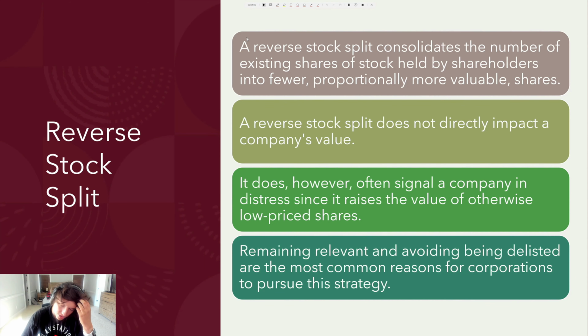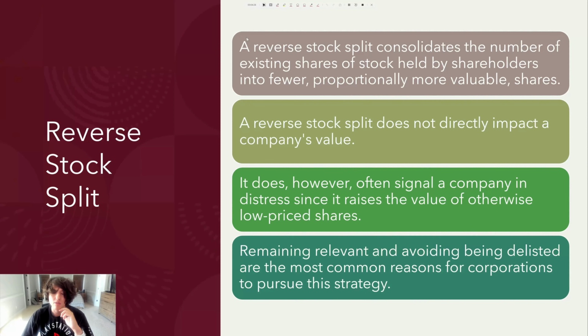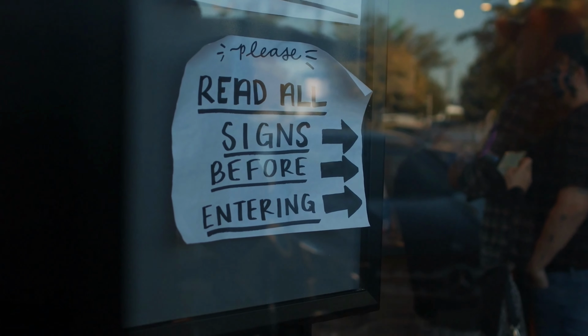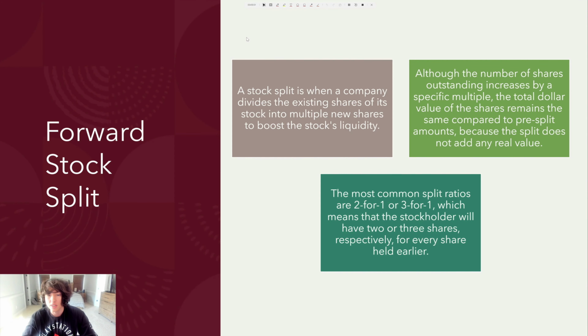Another terminology you need to understand is reverse stock splits. Essentially, a reverse stock split consolidates the number of existing shares of a stock held by shareholders into fewer, proportionally more valuable shares. A reverse stock split does not directly impact a company's value. It does, however, signal a company in distress, since it raises the value of otherwise low-priced shares. Remaining relevant and avoiding being delisted are the most common reasons for corporations to pursue the strategy. Remember, a couple of videos ago, we talked about the requirements to be on a prestigious exchange like the New York Stock Exchange. For its stock split, this is a good sign.